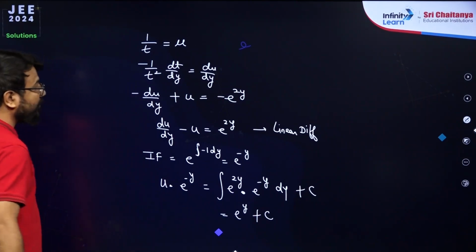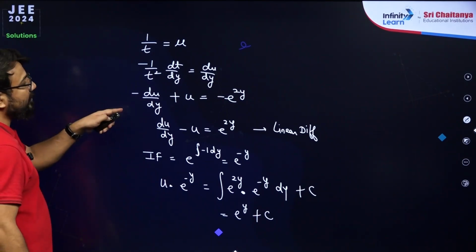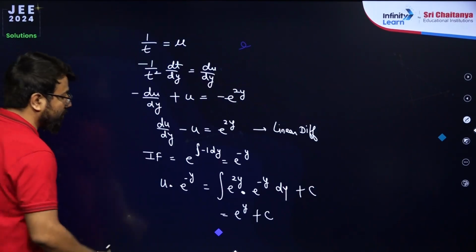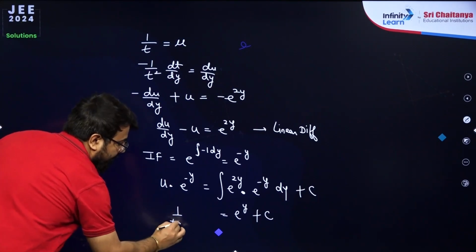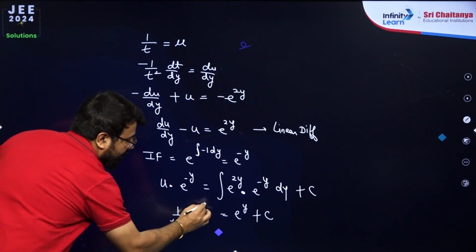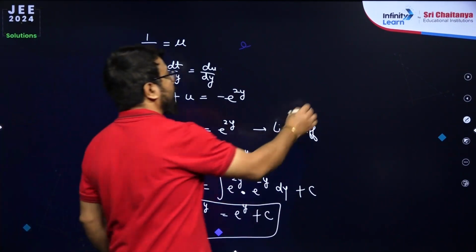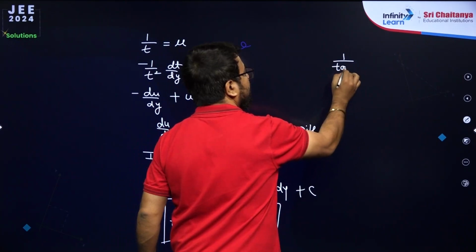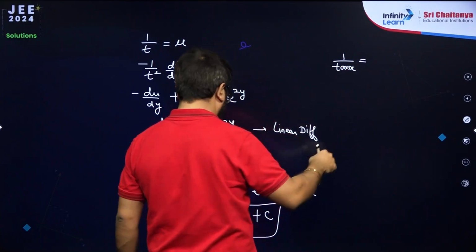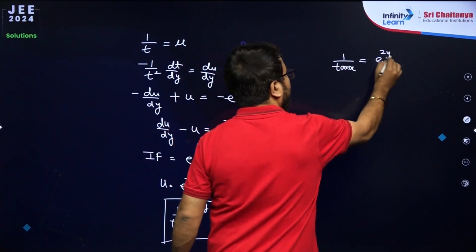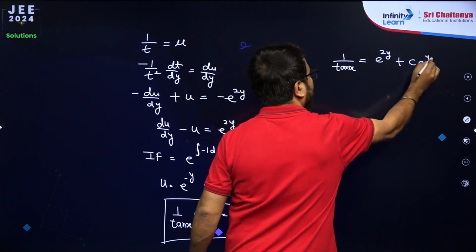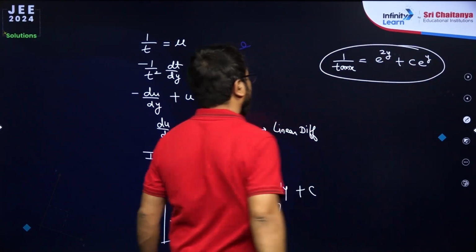And here the value of u will be 1 upon t and the value of t will be tan x. So 1 upon tan x will be written into e raised to the power minus y. If you multiply by e raised to the power y, then here I will have 1 upon tan x, here I will have e raised to the power 2y, and here I can have c times e raised to the power y.